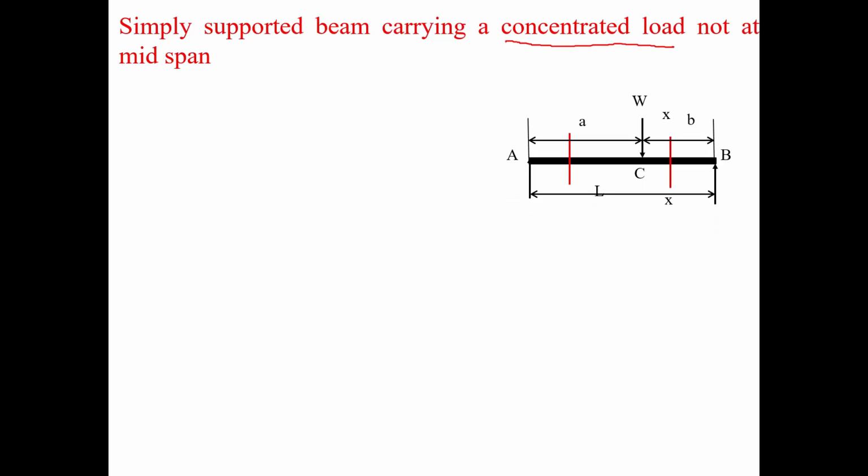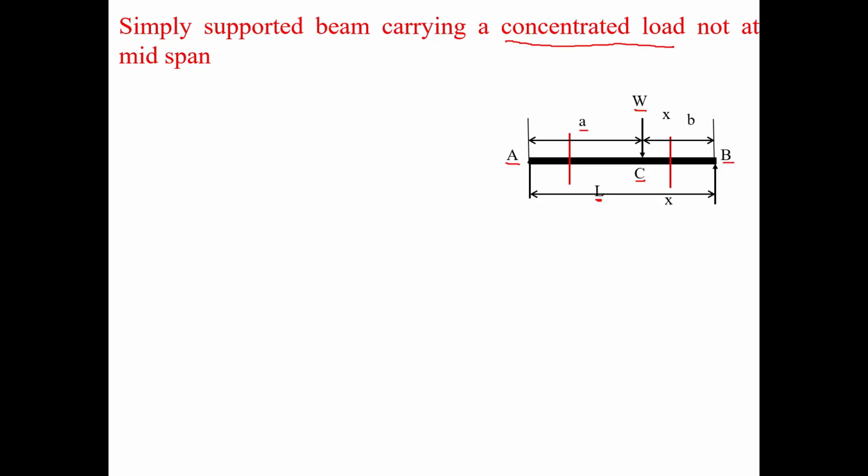The beam is supported at A and B. The point load is acting at point C, which is at a distance of a units from support A and b units from support B. The overall length of the beam is capital L, and the magnitude of the load is capital W.